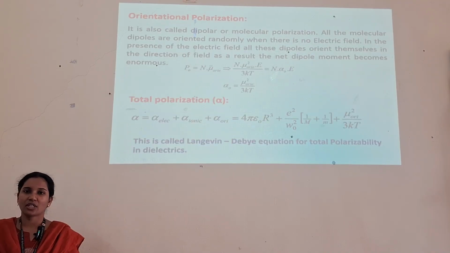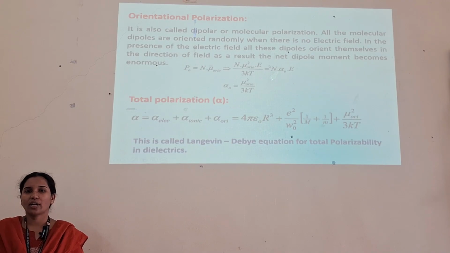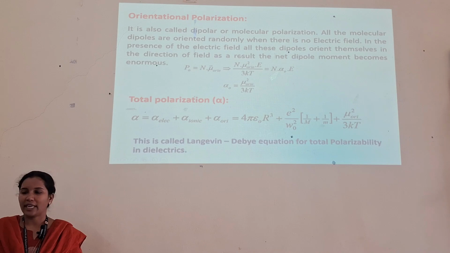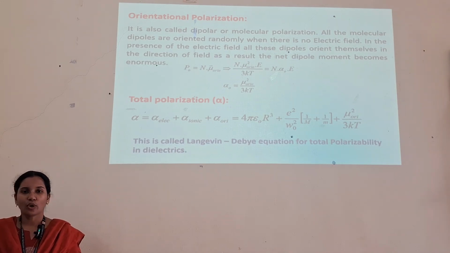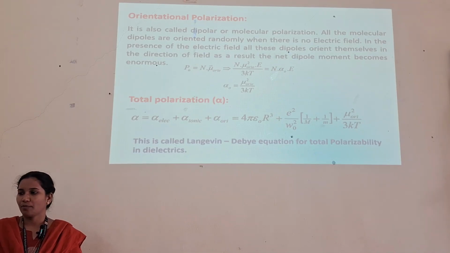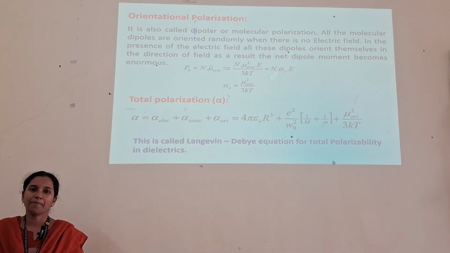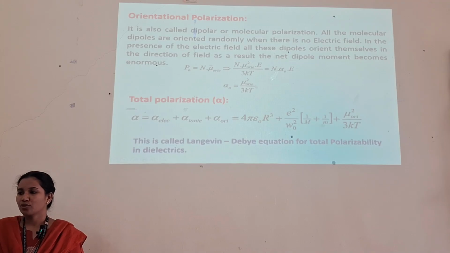Next one is orientational polarization. It is also called dipolar or molecular polarization. All the molecular dipoles are oriented randomly when there is no electric field. In the presence of an electric field, all these dipoles orient themselves in the direction of the field. As a result, the net dipole moment becomes enormous. P naught equals n into alpha naught into E, where alpha naught is the orientational polarizability constant, which is mu square by 3 kT.